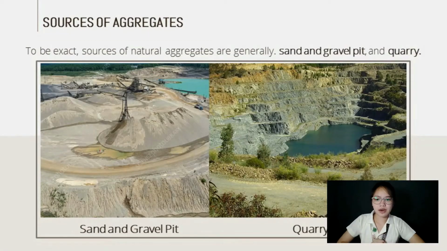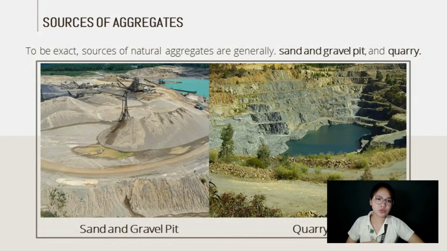So as I said, aggregates originally came from bedrock, but to be exact, sources of natural aggregates are generally sand and gravel pit and quarry. So this is what a sand and gravel pit looks like, and on the other hand, on the right side is the quarry.